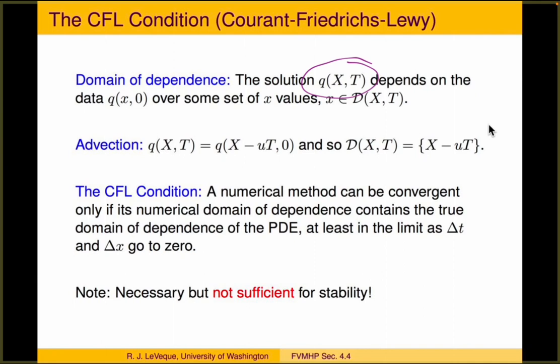point typically depends on the initial data over some set of values, some domain D that depends on capital X and capital T. So in the case of the advection equation, since the solution at capital X, capital T is simply the initial data at capital X minus UT, then the true solution at this point really depends on the initial data only at this one point, X minus UT. So the domain of dependence of the true solution at X, T is a single point, X minus UT.